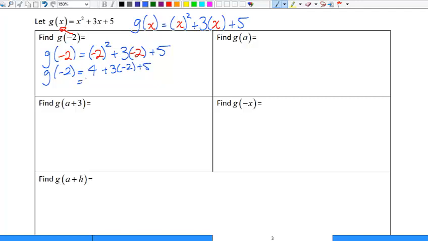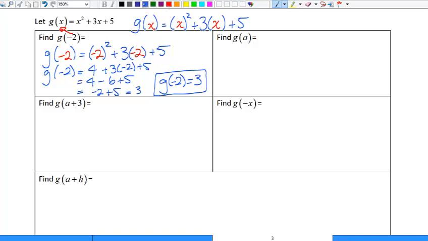Then going left to right, I'm going to do all the multiplication and division. So that's 3 times negative 2, which is negative 6. And then going left to right, I'm going to do all the addition and subtraction. 4 minus 6 is negative 2. Then keep going. Negative 2 plus 5 is positive 3. So therefore, g of negative 2 is equal to positive 3.